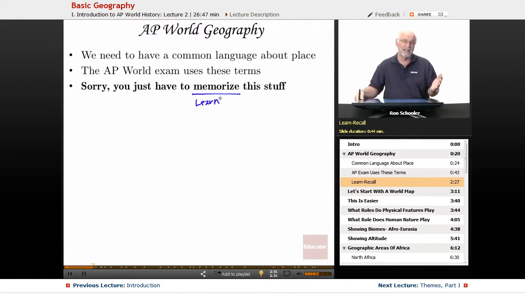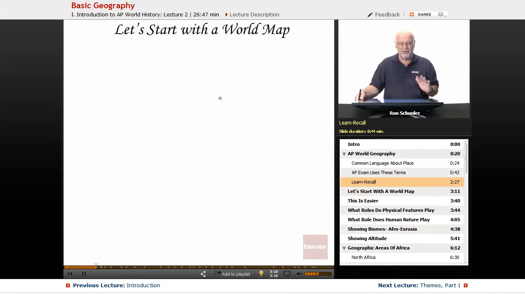And especially if none other time, review this one. Come back to this one again at the end of the course before the exam, so that for sure you're not going to miss an important question because you had the wrong place. So let's start with a world map.